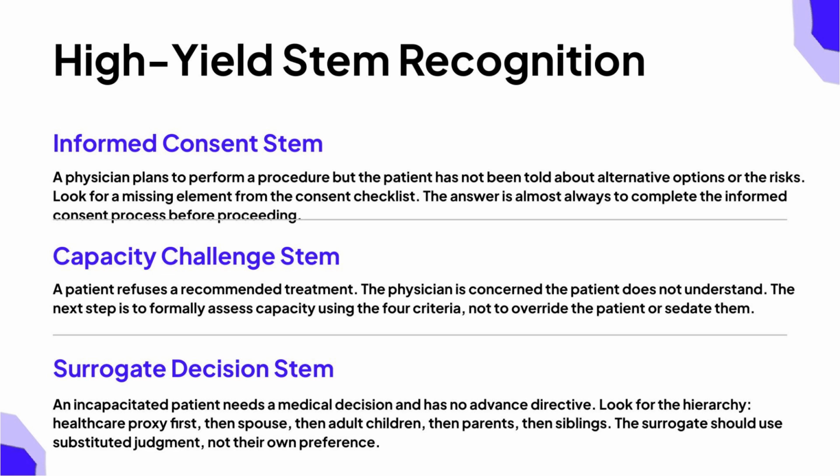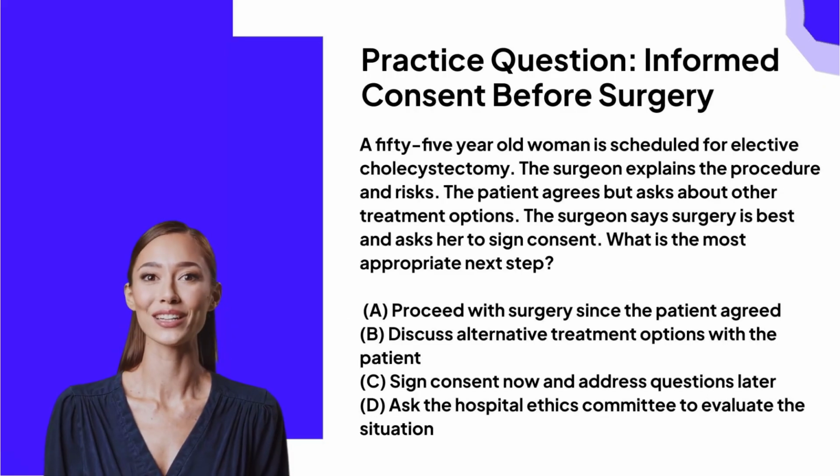The surrogate should use substituted judgment, meaning they decide based on what the patient would have wanted, not what the surrogate personally prefers. Here is our first practice question.